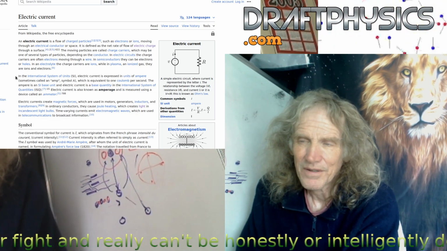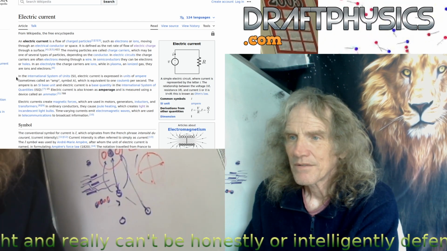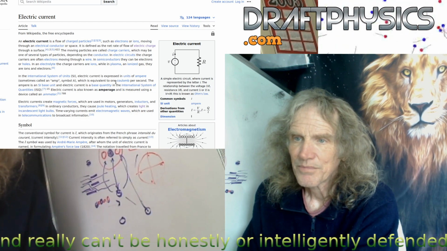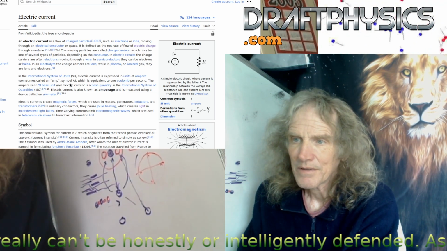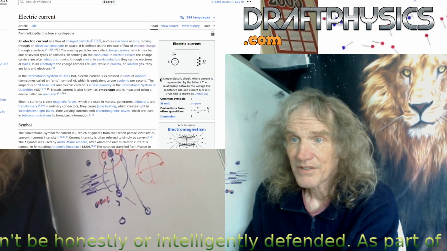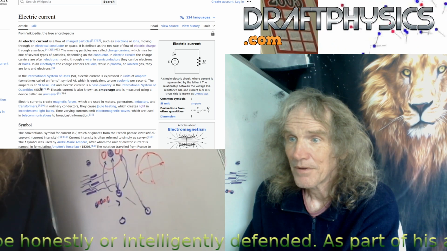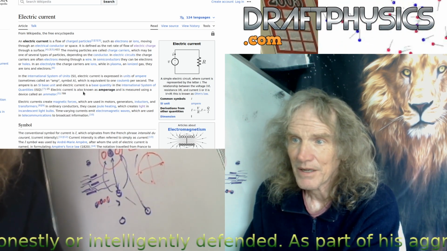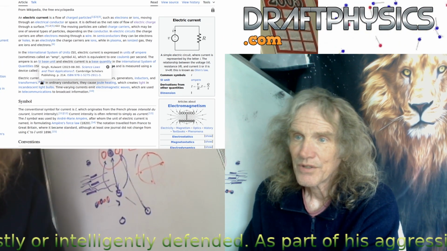I mean, you really wouldn't call plasma electricity. It's a little different. All right, in the international system of units, electric current is expressed in units of amperes, which is equivalent to a coulomb per second. Ampere is the SI base unit. Okay, who cares? We get that. There's voltage and there's amps.